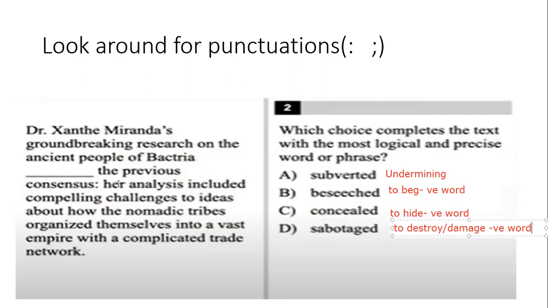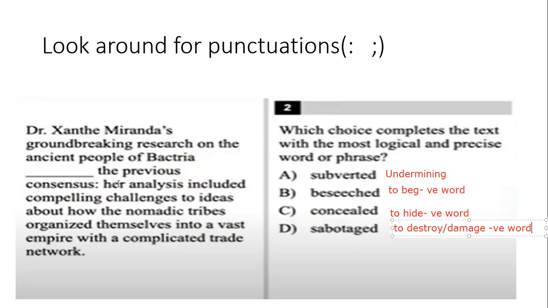Just fit it and see. Does besieged work over there? Previous people of Bactria, besieged means to beg. No. Why would they beg? Consensus? No. Concealed? No. How come? It's research. And anything related to research, they will not hide. They want to show it to the world so that the next generations will do more research on it. So definitely not B and C. Now we are left with A and D.